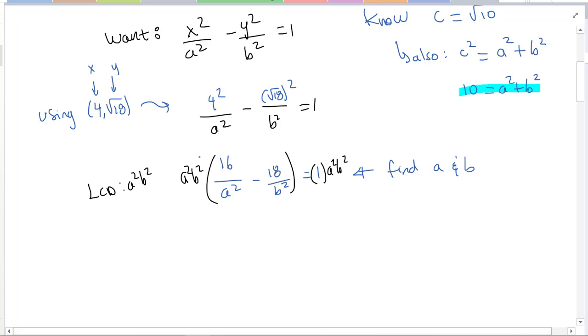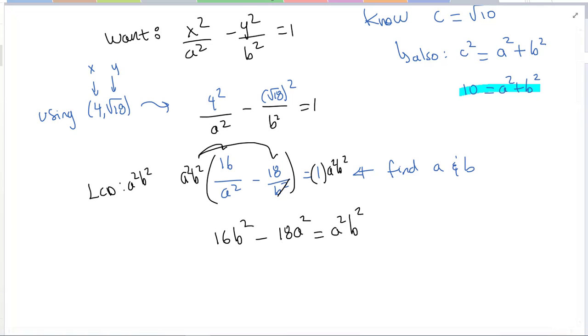And so when you multiply this by this, the a squares cancel. So I'm going to be left with 16 b squared minus, when you distribute it over here, the b squared is going to cancel. So I'm going to be left with 18 a squared equals a squared b squared. So now I don't have denominators. So now we can use this in here.